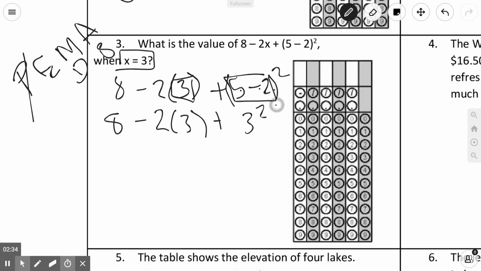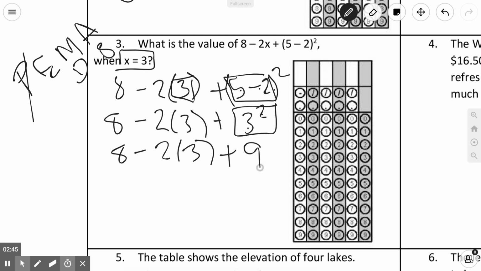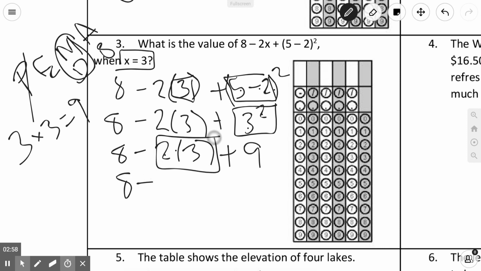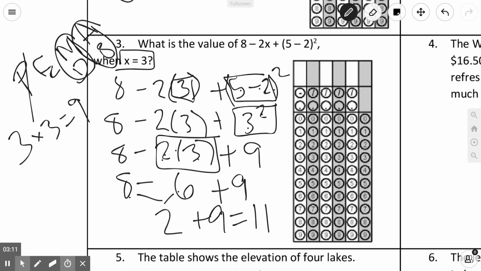Now I have exponents, so that's here. I use my focus box to put a box around what I'm doing. I have 8 minus 2 parentheses 3, plus 3 squared gives me 9, because 3 times 3 equals 9. Now I do multiply or divide, because parentheses mashed up against a number means multiply. So I have 8 minus 6, because 2 times 3 is 6, plus 9, and I have add and subtract, and that goes left to right. So I do 8 minus 6 is 2, and 2 plus 9 equals 11. So this gives me 11.